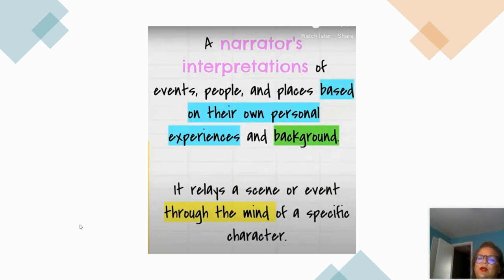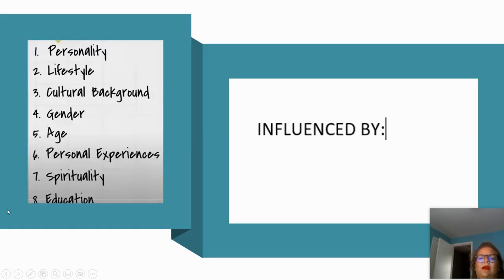So, a narrator's interpretation of events, people, and places is based on their own personal experience and background. So, it relays a scene or event through the mind of a specific character. Now, there are many other things that can be influenced in a perspective, but some important things are personality, lifestyle, cultural backgrounds, age, gender, personal experiences, spirituality or religion, and education. So these can have big influences on why a person might view something differently than you would.